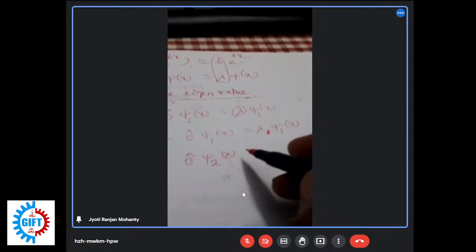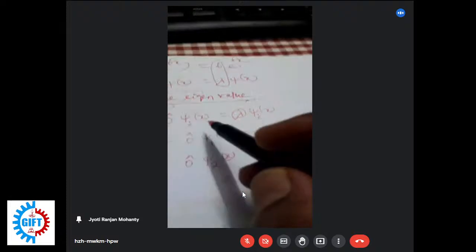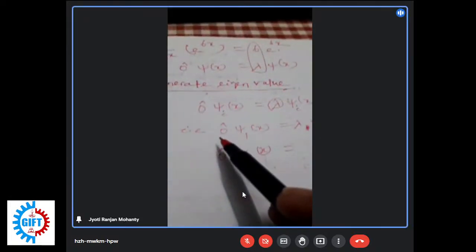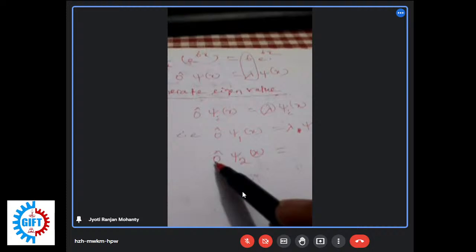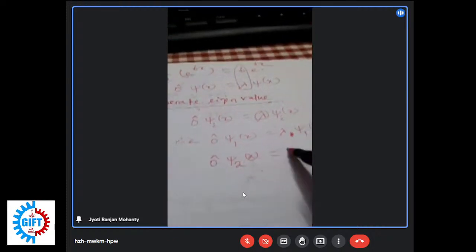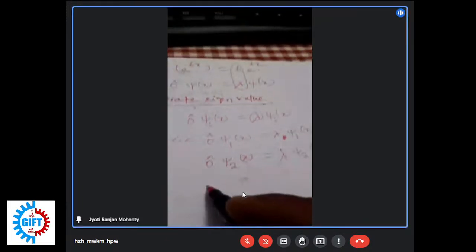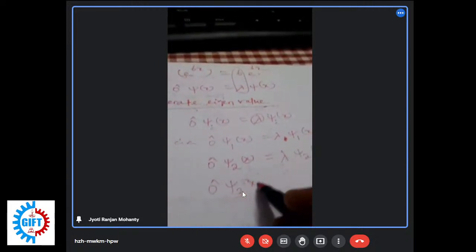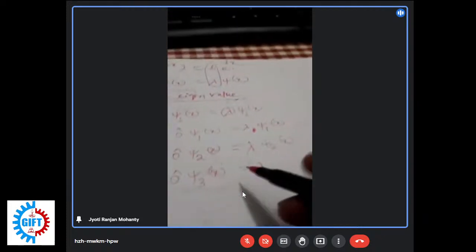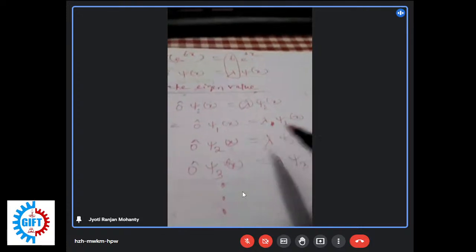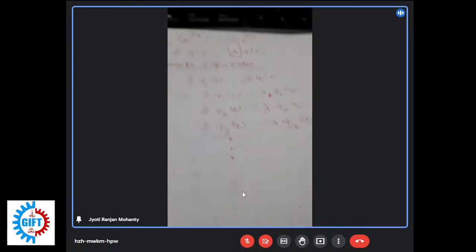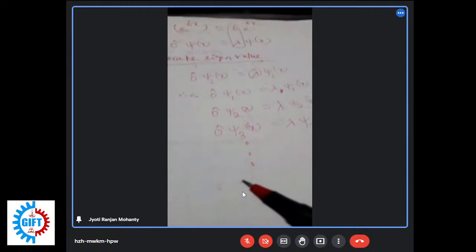Pragya? Yes, sir. So for degenerate eigenvalue, what have I written? O cap psi 1 x is equal to lambda into psi 1. If the eigenfunction is psi 2, what will be the eigenvalue? Same lambda. Okay. If you take the eigenfunction psi 3, the eigenvalue remains the same, that is lambda psi 3x, and so on. So for each function lambda remains the same. So this lambda is known as degenerate eigenvalue. Understood?